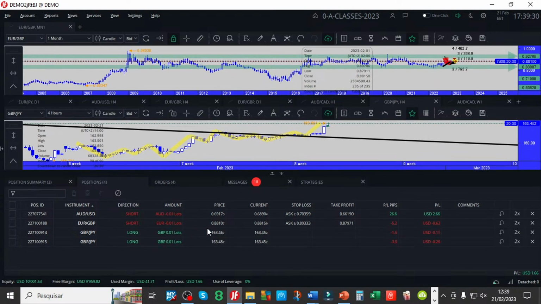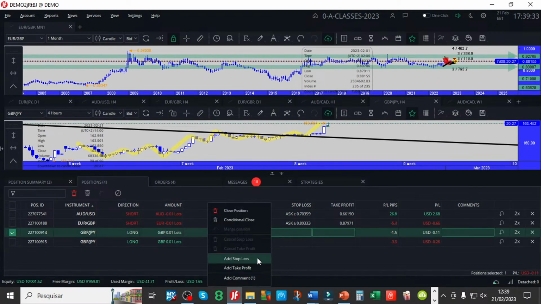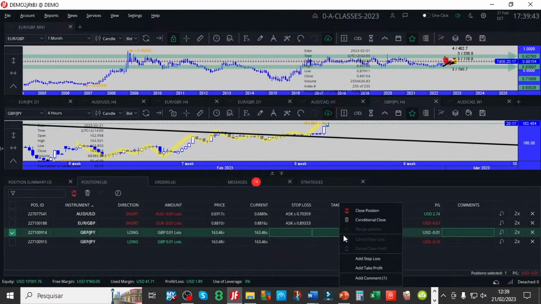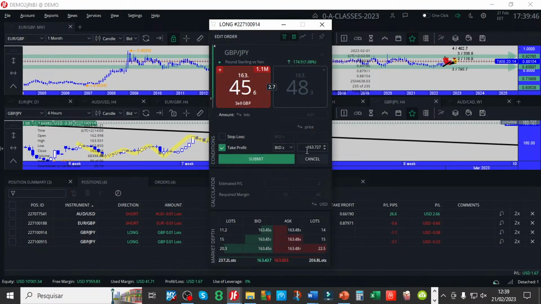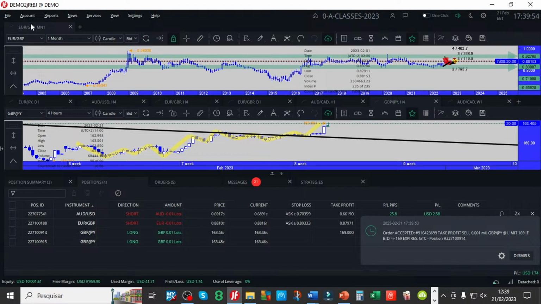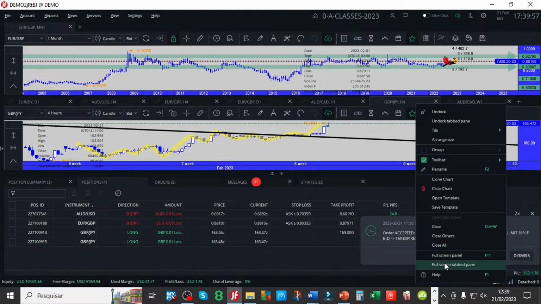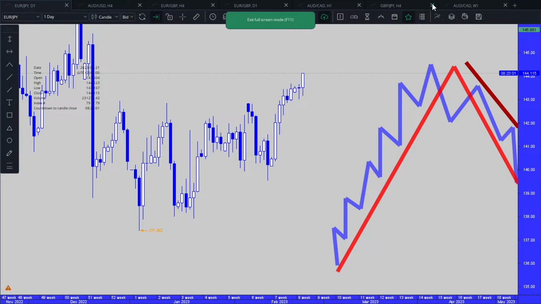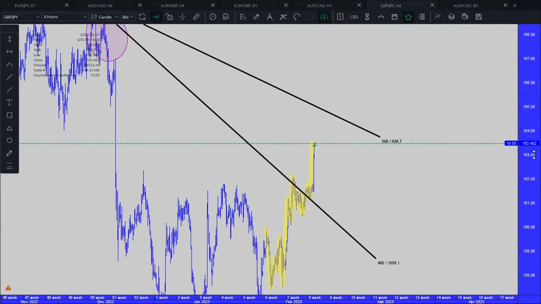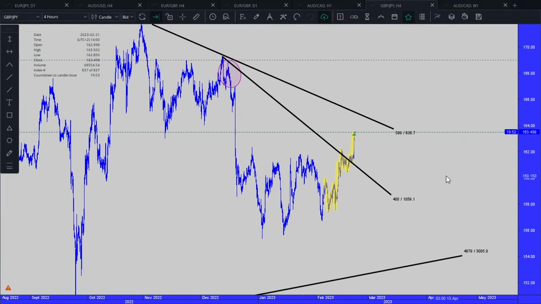2 orders. GBP long. Alright, add the stop loss. Where, Broto? Take profit, 169. Okay, so take profit is 169. Add the take profit, 169.000. Submit. What about the stop loss? GBP/JPY 4-hour chart.